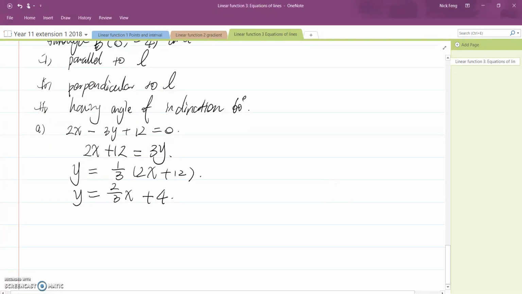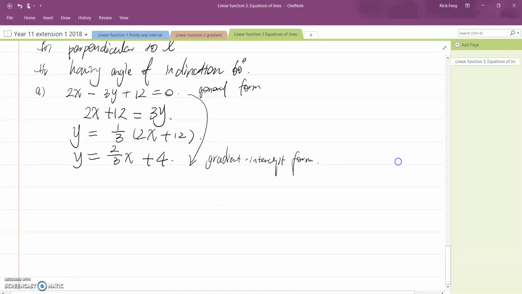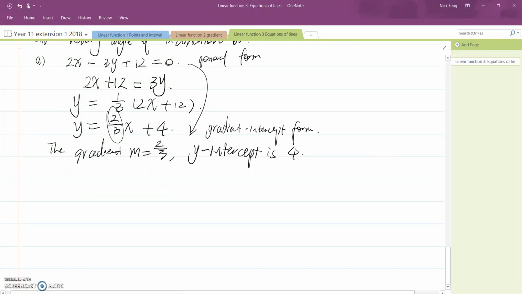So now you have successfully changed from general form to gradient-intercept form. So now you can actually just read the gradient and y-intercept straight away from here. So the gradient m equals 2/3, and the y-intercept is 4. Okay, so that's that bit.